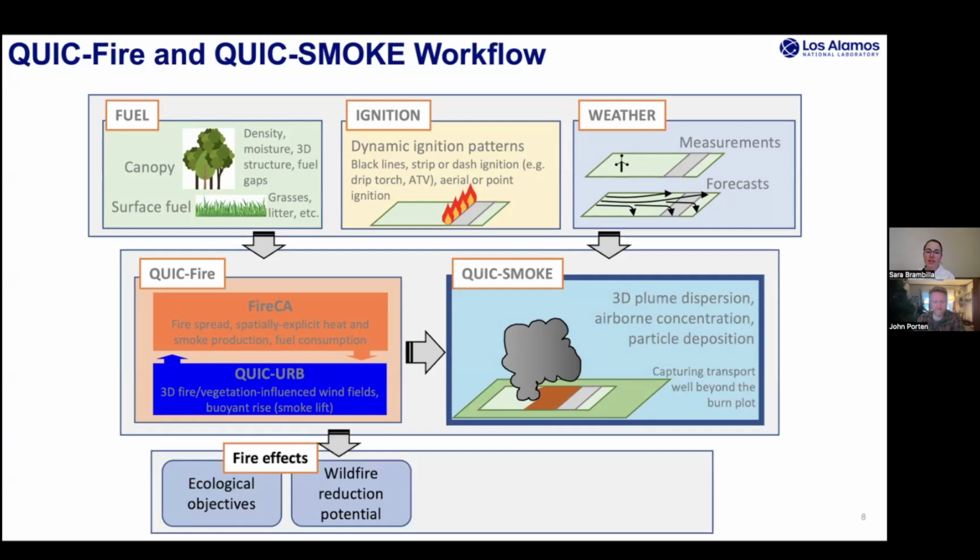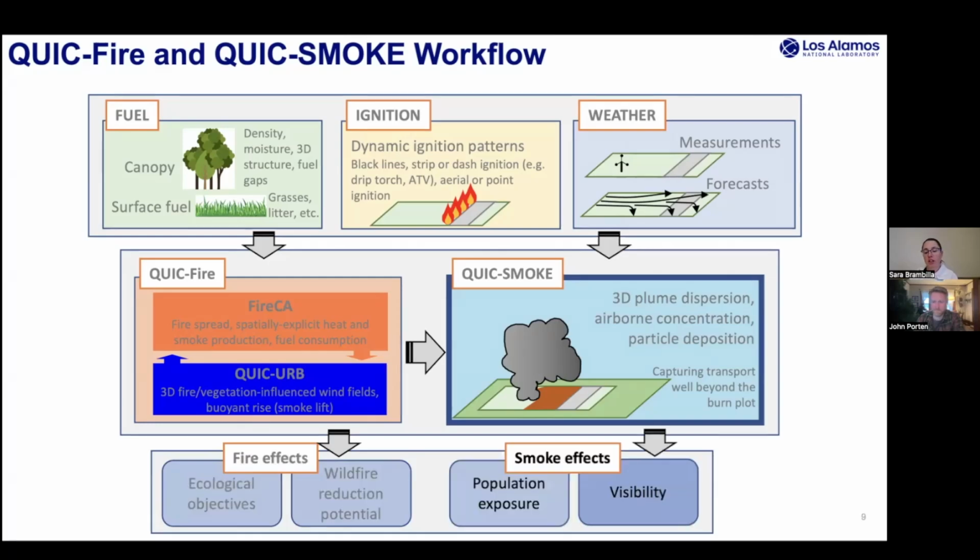What do you do with this? Well, you can do a number of things. One thing is fire effects. You can go look if you have reached your ecological objective with the burn. You can see if you reach your wildfire reduction potential with this burn, but you can also look at smoke effects, things like the population exposure, which is very important, and also visibility.